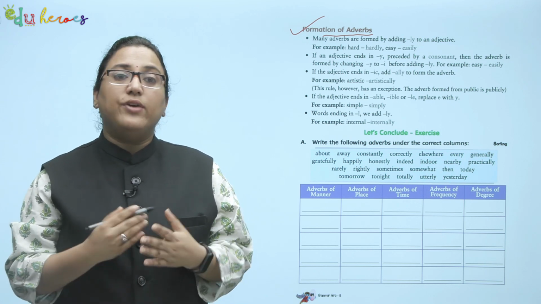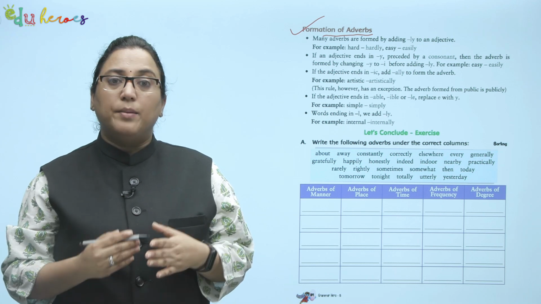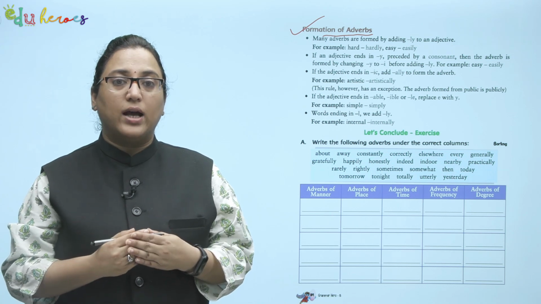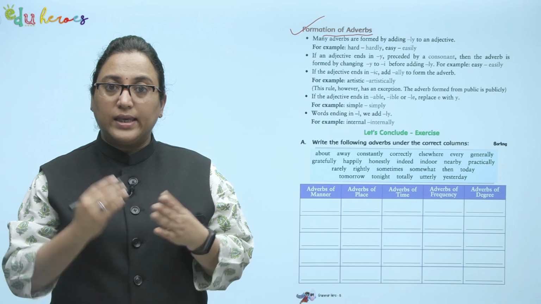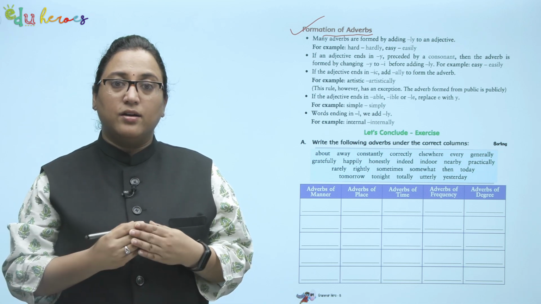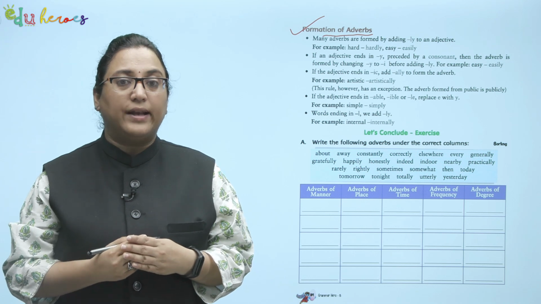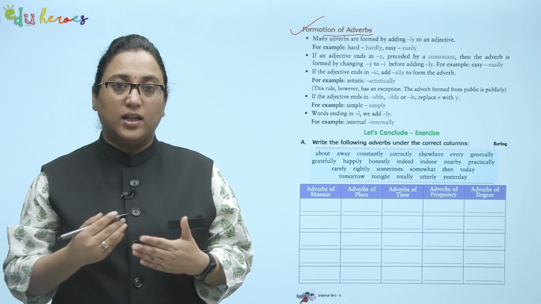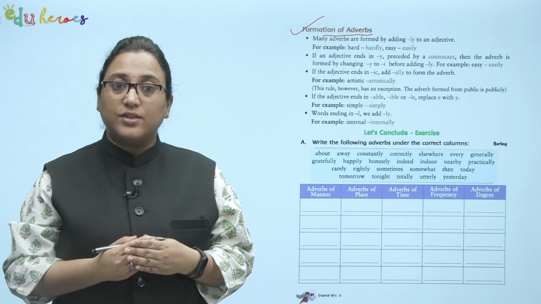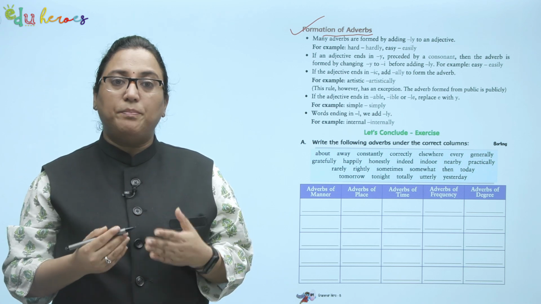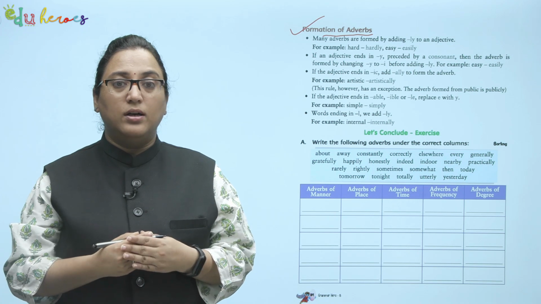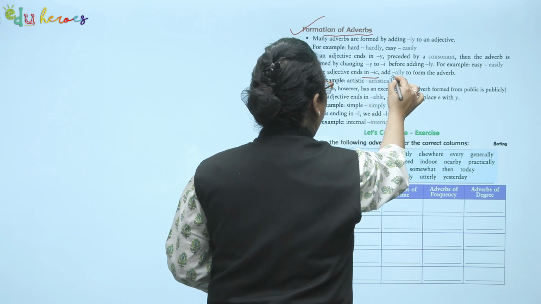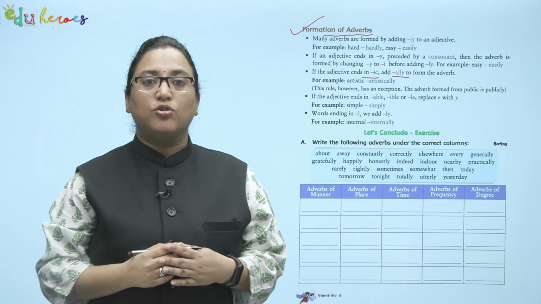Second way, if an adjective ends in y preceded by a consonant, then the adverb is formed by changing y to i before adding ly. For example, easy becomes easily. Here we have dropped the y and just added ily. So I completed my work easily. It's telling me how. If the adjective ends in ic, then simply add ally to form the adverb. Ends in ic, then you just add ally. Here you are not dropping anything.